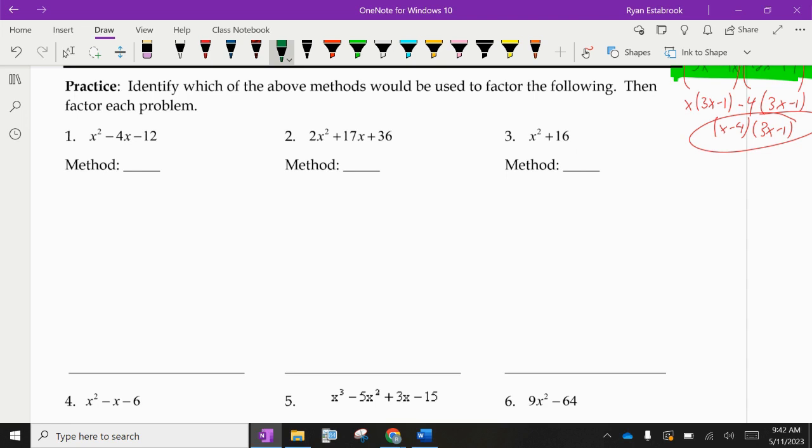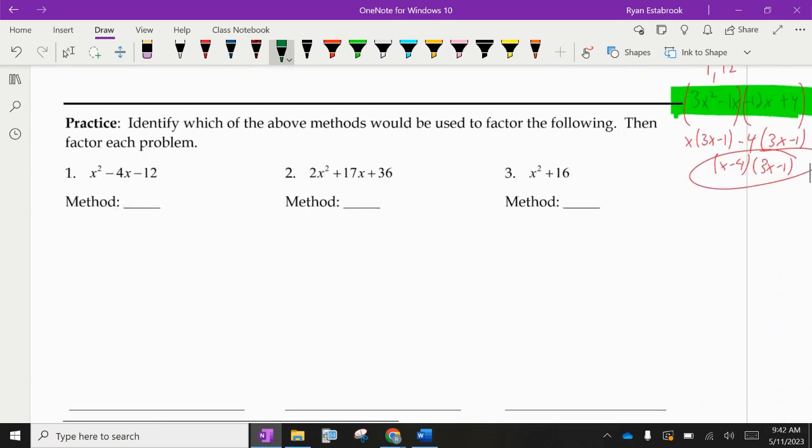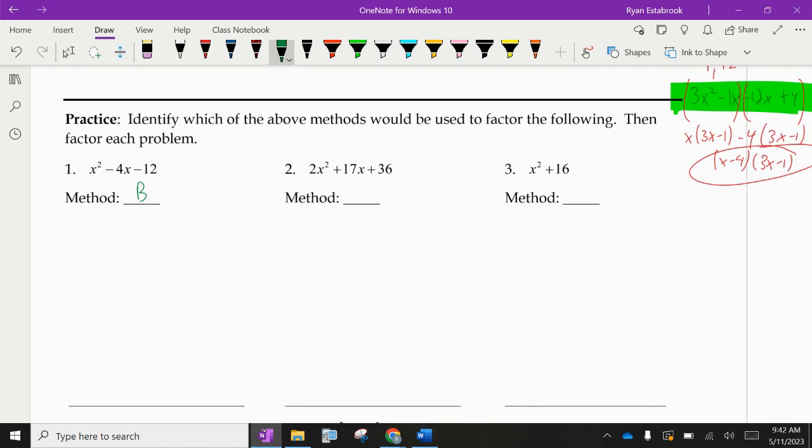All right, so this is number pairs, and that was letter B from up above, number pairs. So what pair of numbers multiply to negative 12 and add to negative 4? Multiply to negative 12, add to negative 4. 6 and 2 is close. Negative 6, positive 2. Now do they multiply to the negative 12? Yes. Do they add to the negative 4? Yes. And the nice thing about number pairs is that you can go straight for the answer then. x minus 6, x plus 2.